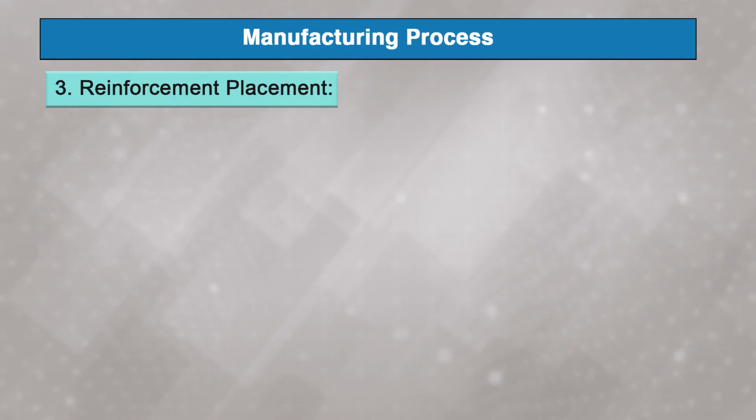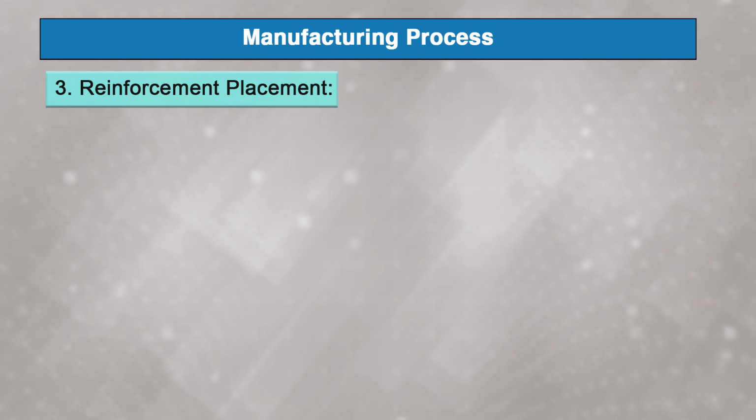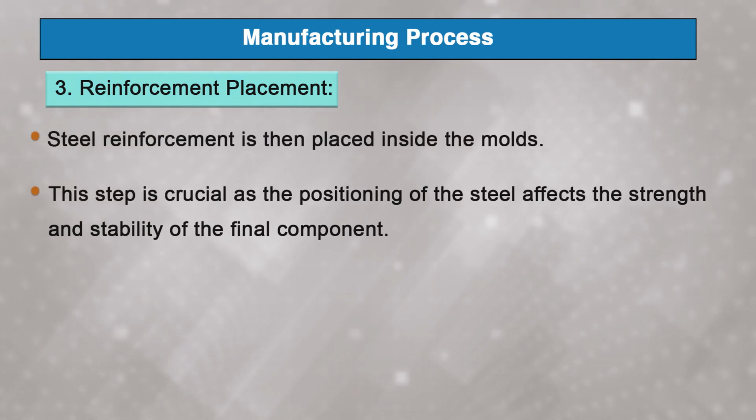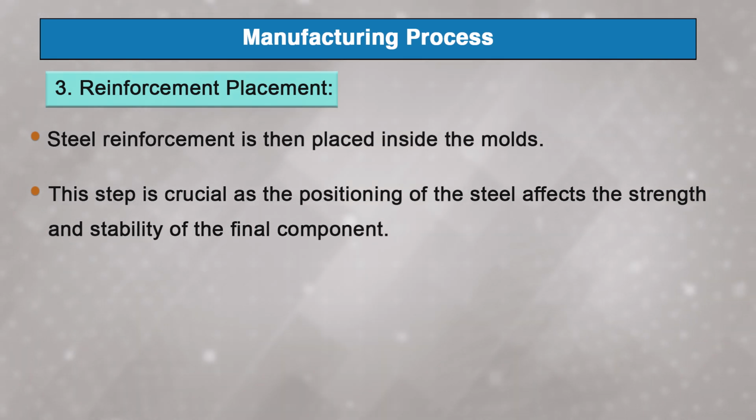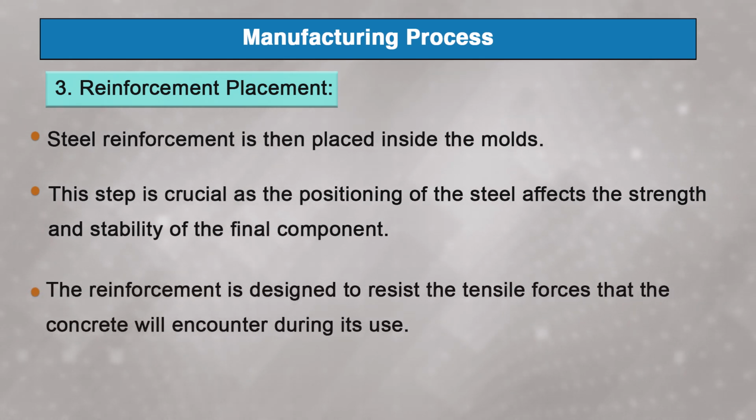Next in the manufacturing process is reinforcement placement. Steel reinforcement is then placed inside the mold. This step is crucial as the positioning of the steel affects the strength and stability of the final component. The reinforcement is designed to resist the tensile forces that the concrete will encounter during its use.